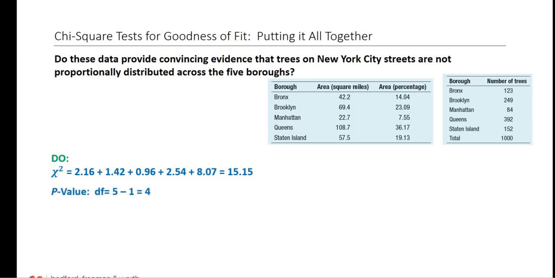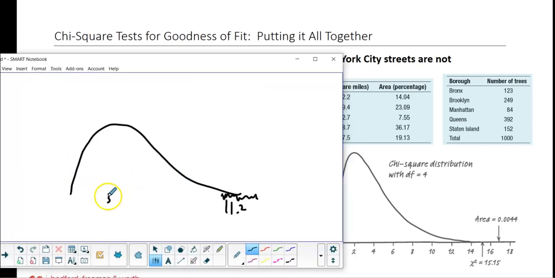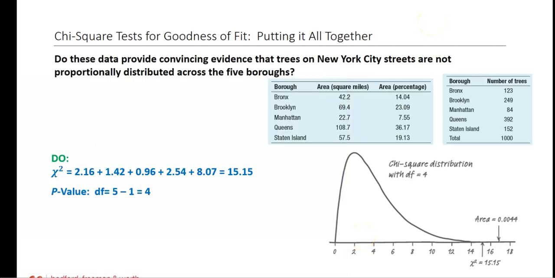Degrees of freedom is number of categories. There's 5 boroughs, minus 1 is 4. Okay, I think the formula is, when you're drawing this, so degrees of freedom was 4. I think it's that minus 1 is the peak. That sounds about right. It looks like 2 or 3 is the peak. I don't know if that's the rule. I'm trying to remember my rule for that one.